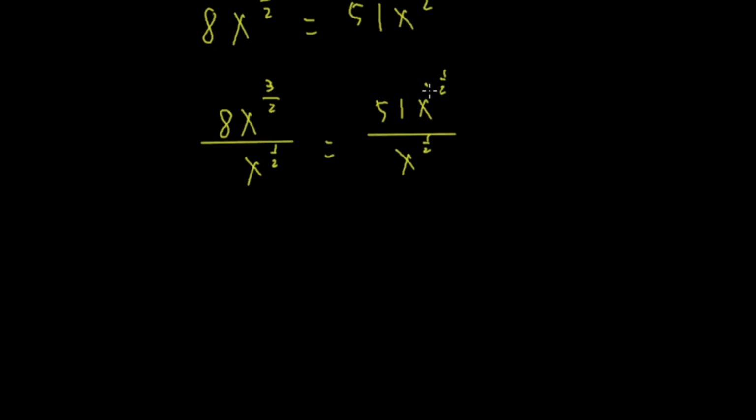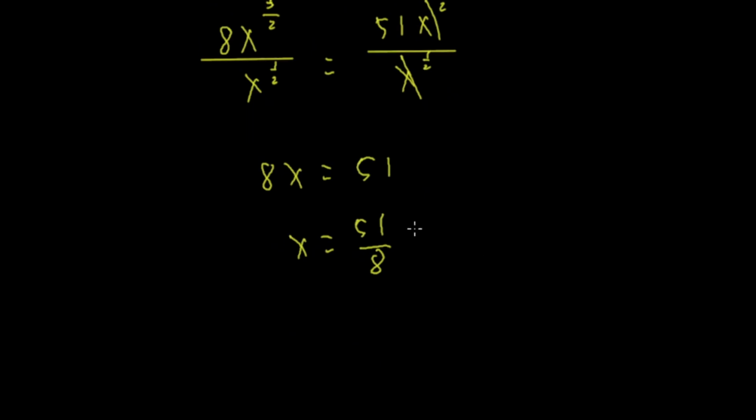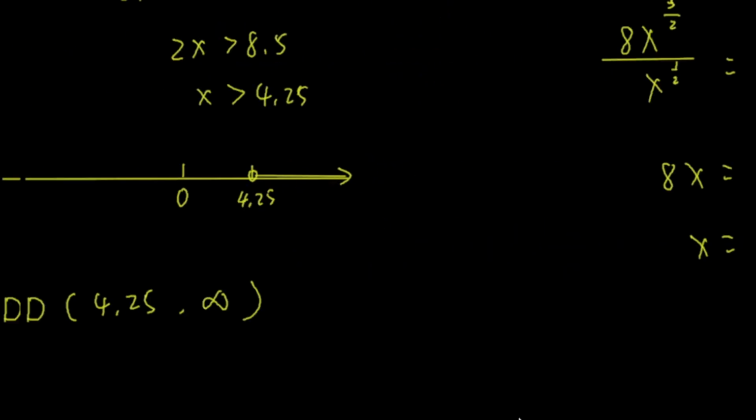Of course, this and this cancel out. So this divided by this will give you just x, right? So 8x is equal to 51. Now, x is equal to 51 over 8. Now, if you want to write this in decimal, right, that's equal to 6.375. So this is the x value that will give the minimum length of C. So part C is done.